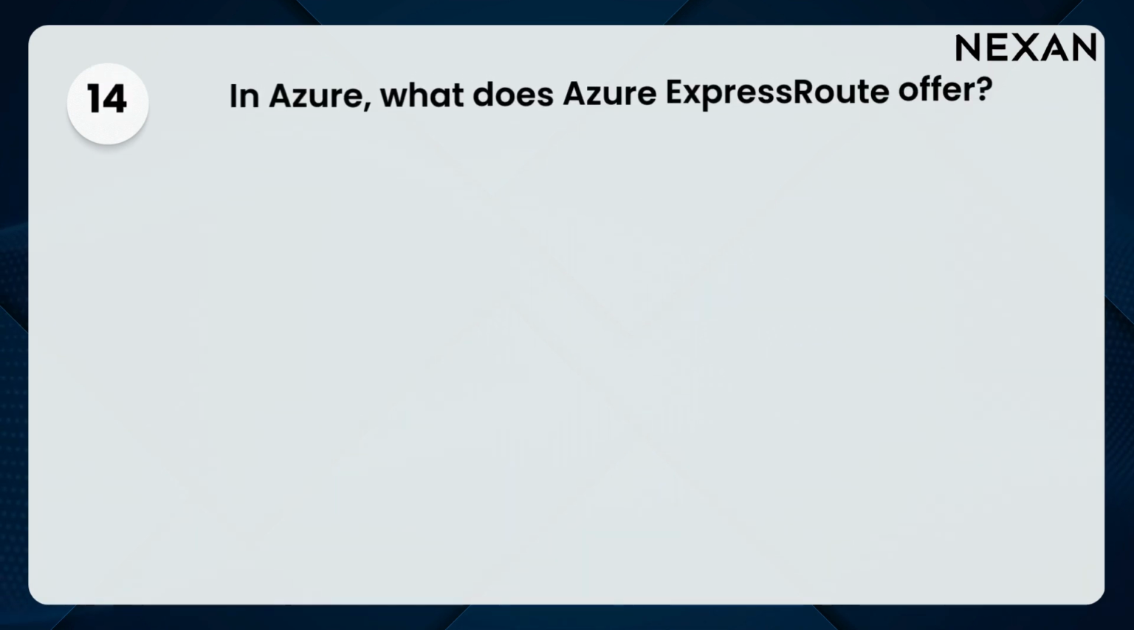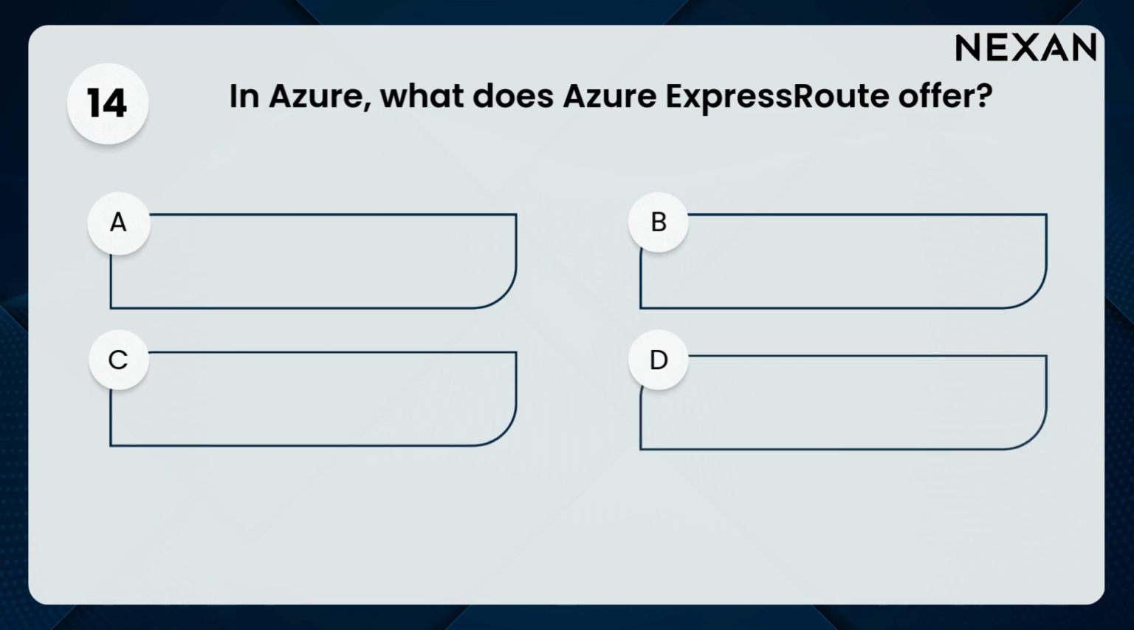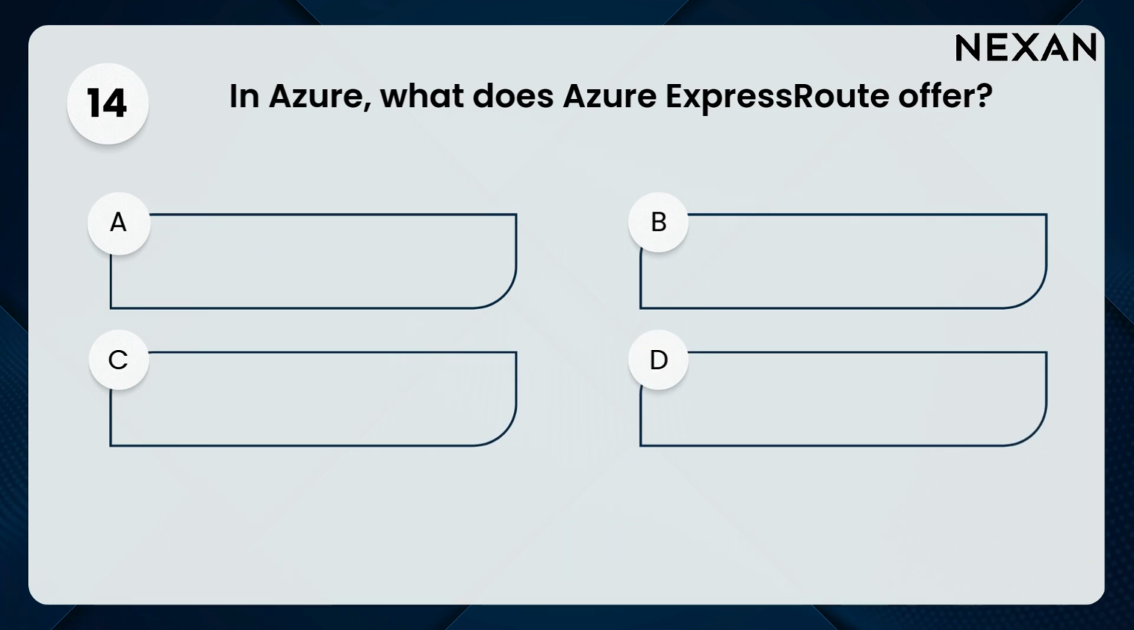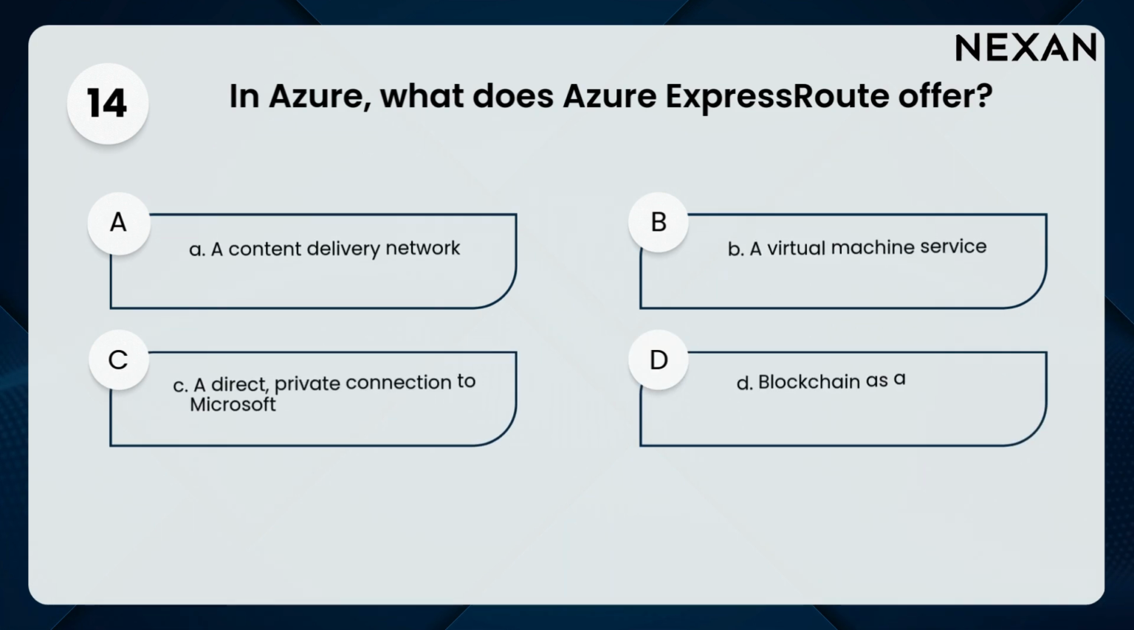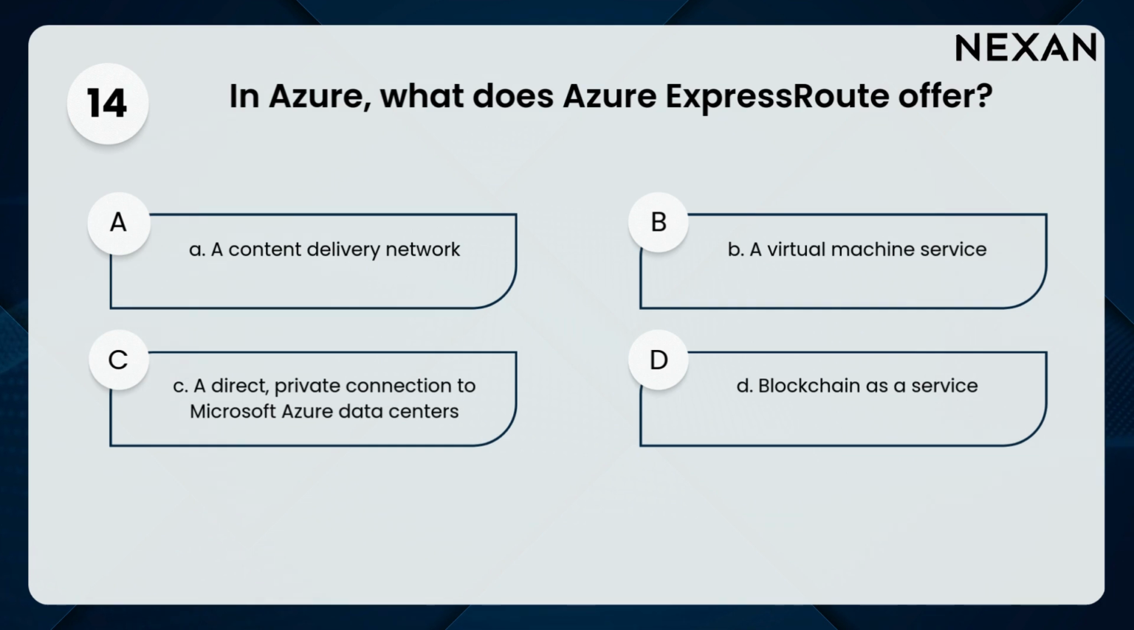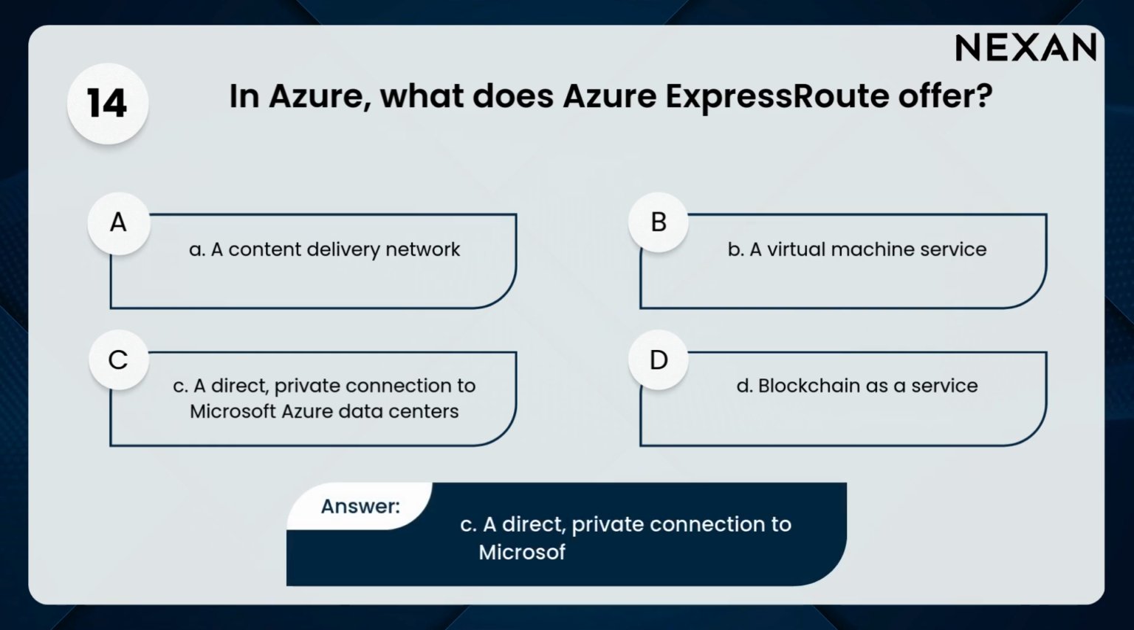14. In Azure, what does Azure ExpressRoute offer? A. A content delivery network. B. A virtual machine service. C. A direct private connection to Microsoft Azure data centers. D. Blockchain as a service. Answer: C. A direct private connection to Microsoft Azure data centers.